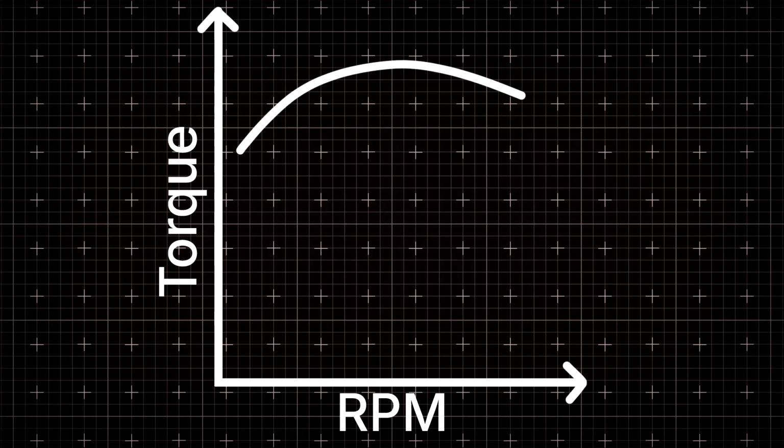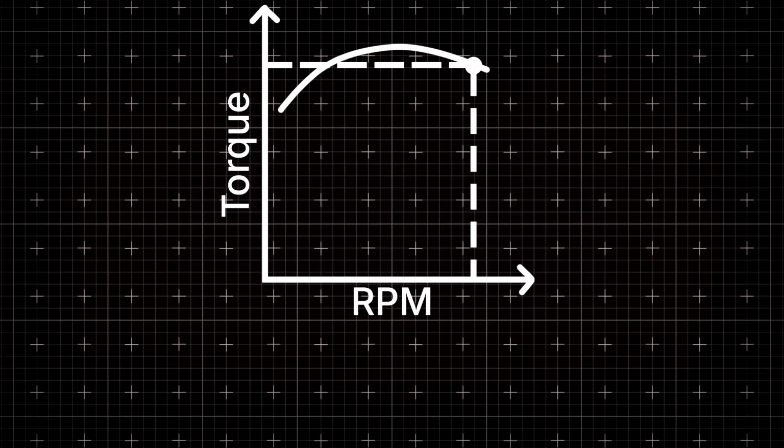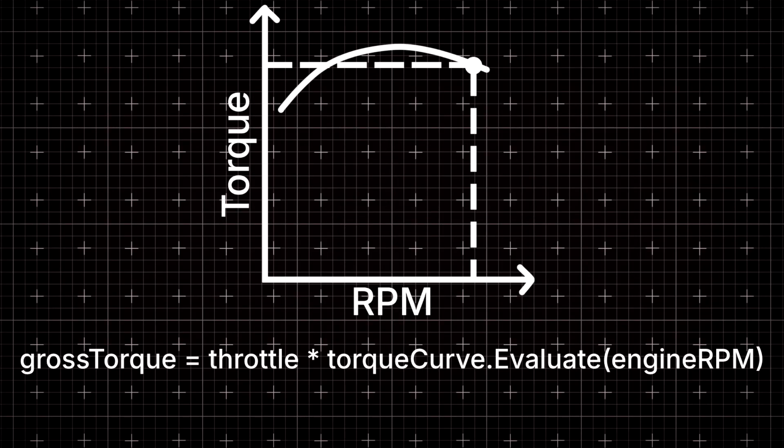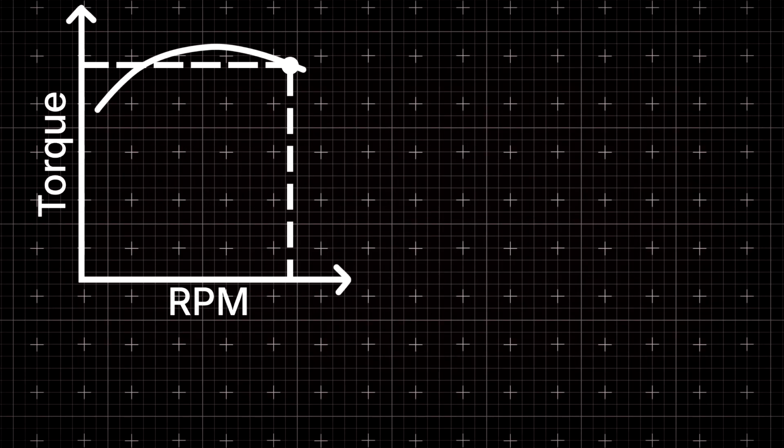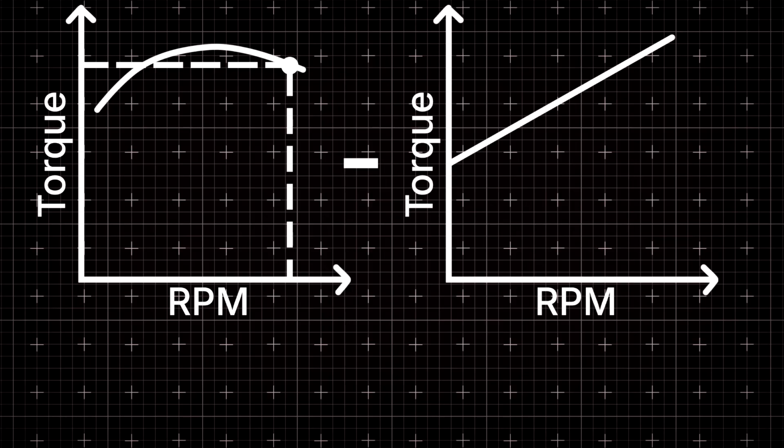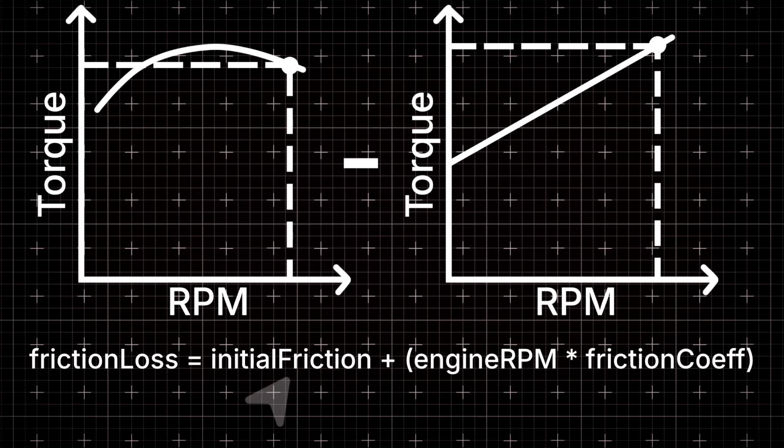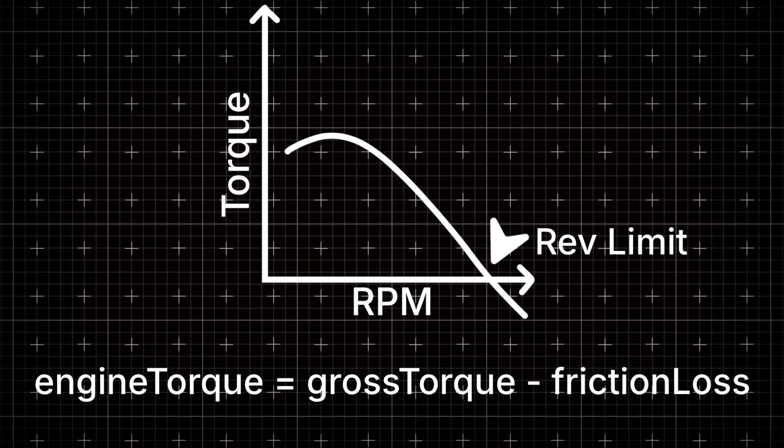We'll implement this simulation for real-time use by first using a predefined torque curve to evaluate the engine's current gross torque output based off the current engine speed and throttle. We can then subtract any frictional losses the engine experiences as a function with a constant component and a linear component dependent on engine speed in order to get the engine's net torque output.